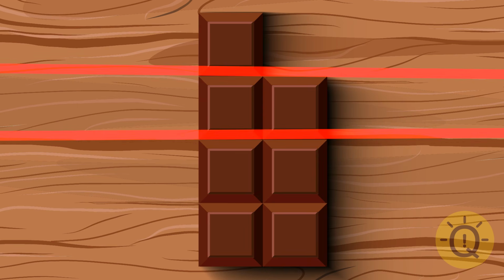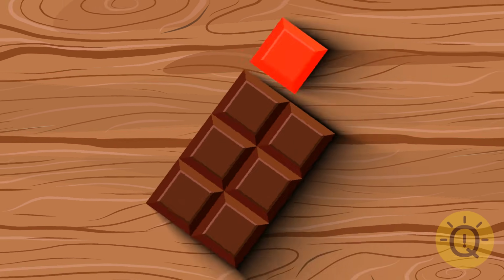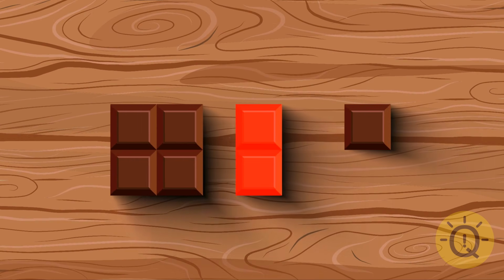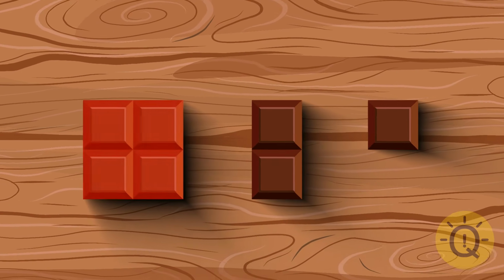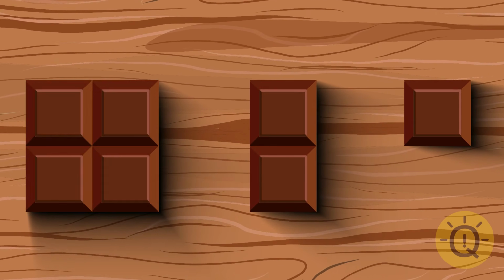Amy should make 2 cuts, dividing the bar into 3 pieces. The first piece should be 1/7 of the bar, the second piece 2/7 of the bar, and the third one 4/7 of the bar.